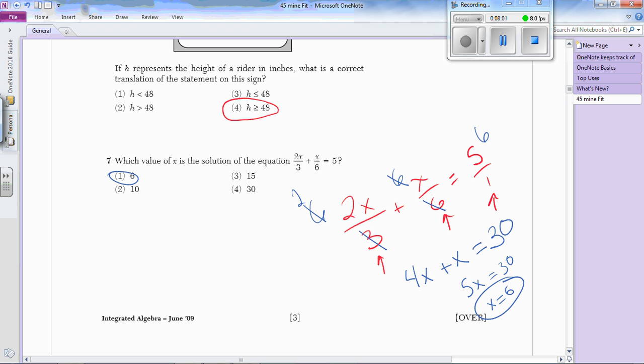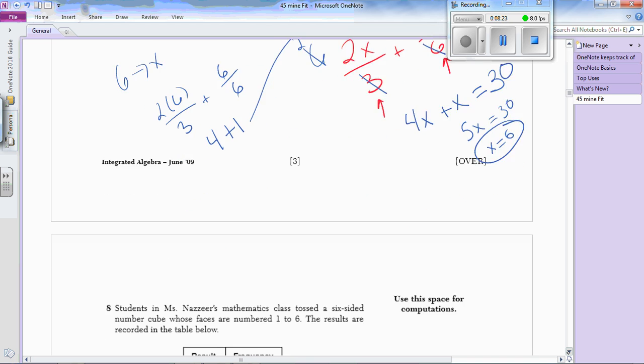Now, of course, if I checked it and I did 6 stow x and plugged this in, that would give me 2 times 6 over 3 plus 6 over 6. 2 times 6 is 12, divided by 3 is 4, plus 1, and of course, that equals 5.